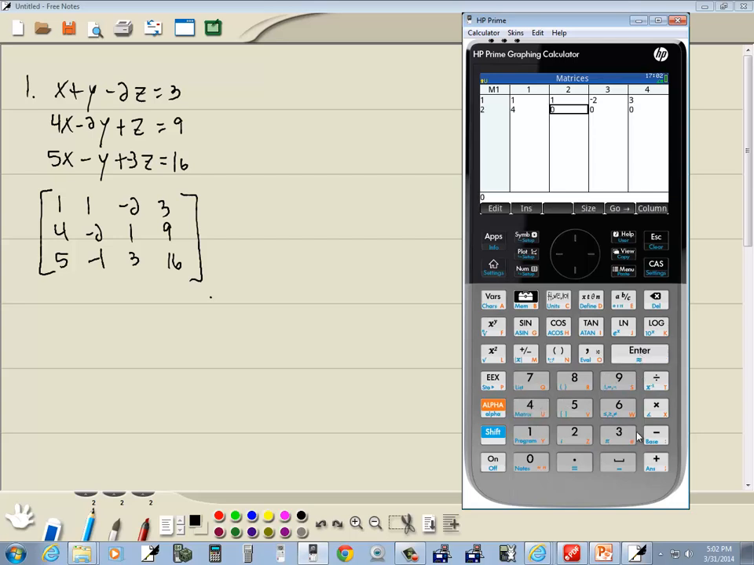So I do 4, enter, negative 2, enter, 1, enter, 9, enter, 5, enter, negative 1, enter, 3, enter, 16, enter. Double check my numbers: 3, 9, 16, negative 2, 1, 3, 1, negative 2, negative 1, 1, 4, 5. Okay.